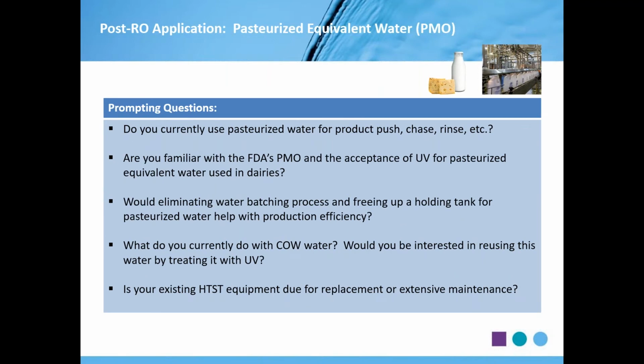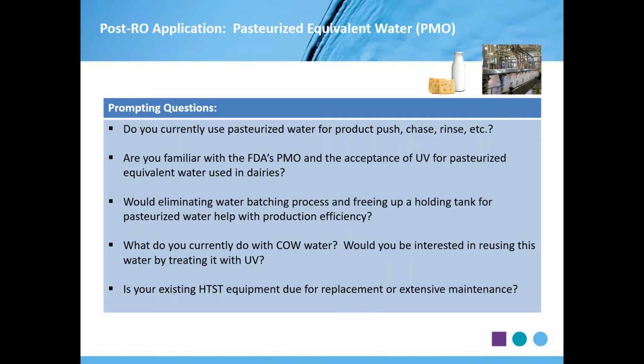So a few questions to ask yourself if you were a dairy considering UV, after your RO, and you had this purified water that you needed to turn into pasteurized equivalent water. Do you have pasteurized water in place already? And is it something where you could use UV as an on-demand solution versus pasteurizing it and holding it in a tank? This could free up some of that storage and add some production efficiency to your process.